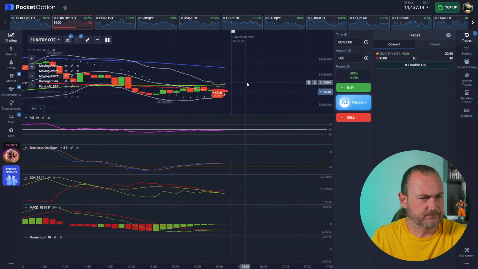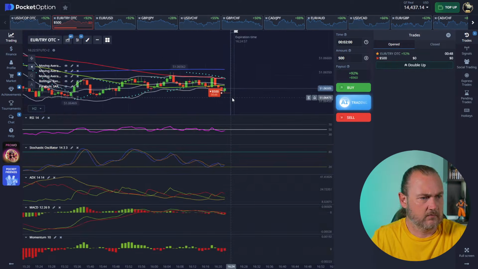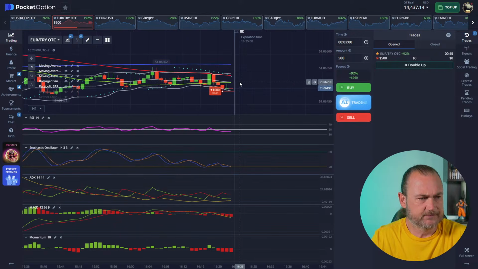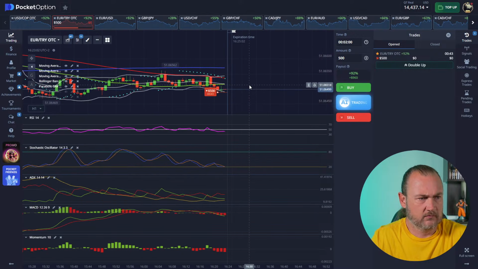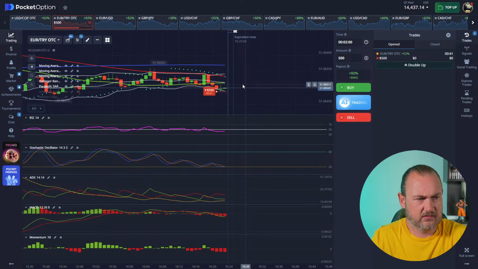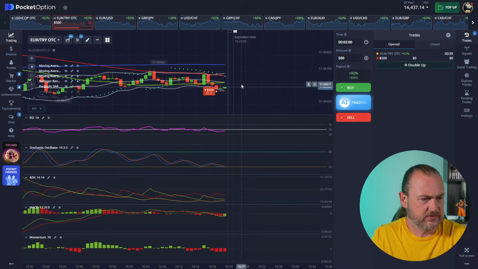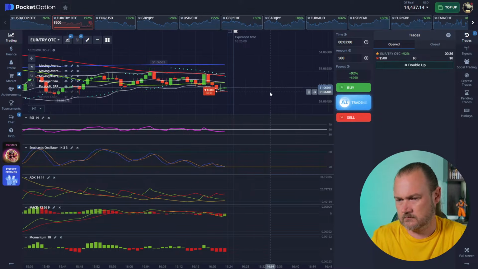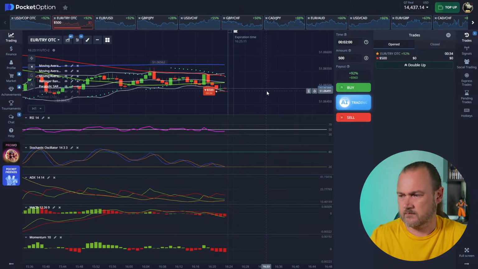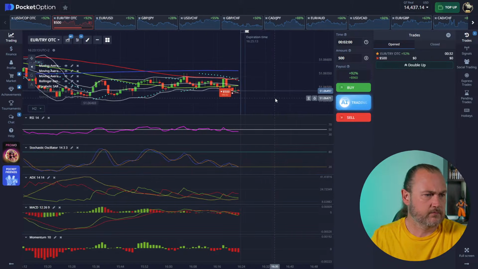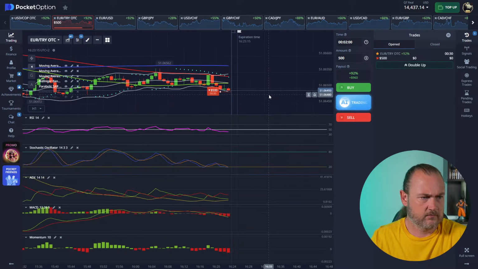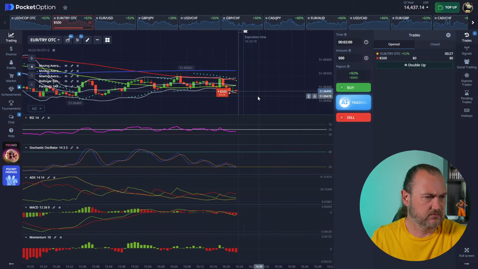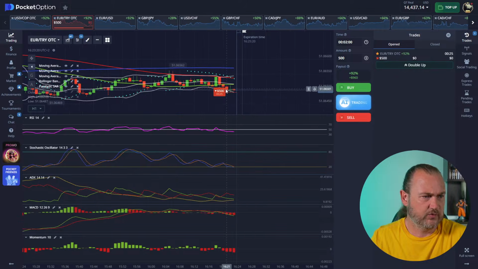What's happening here? Okay, so we had the push upwards. Let's see what happens. It should be coming down soon. Looks like it's going to. We did break the support level here. Stochastic was heading downwards. Okay, I'm definitely losing this.